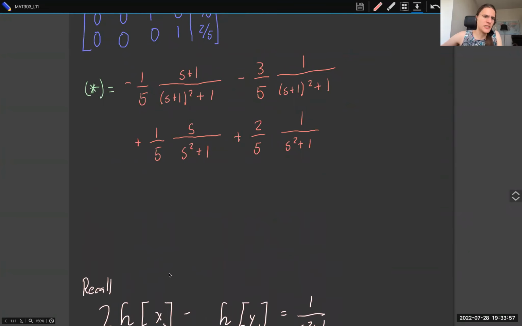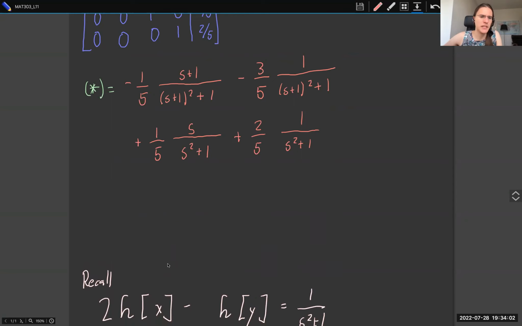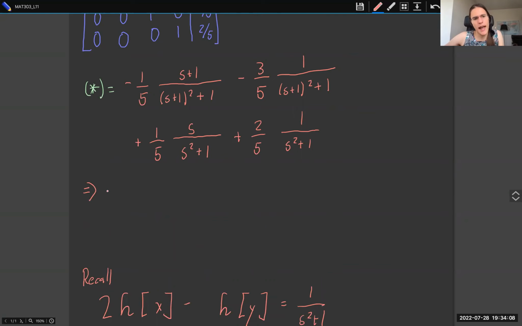Because it's good to have the Laplace transform. It's good to say what x is while this is on screen, because otherwise we're going to have to consult back. So therefore, x is equal to, and now we're going to inverse Laplace transform this. So we're going to get minus 1/5, then e to the negative t. And then it's going to be s over s squared plus 1, which is cosine.